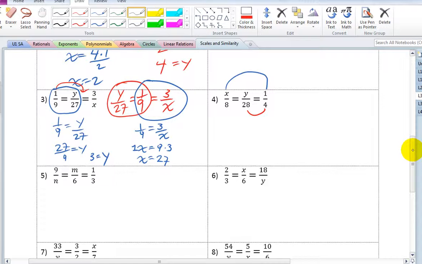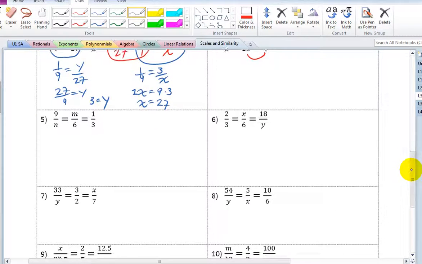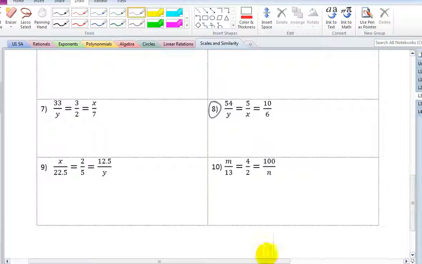What I want you to do right now, I want you to answer question 7. Okay, let's answer question 7. Actually, no, check that. That's not what I want. Let's do question 8. Answer question 8. Rewrite it to separate fractions. They're all equal to each other.